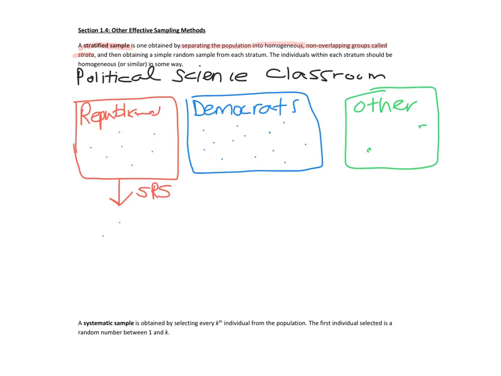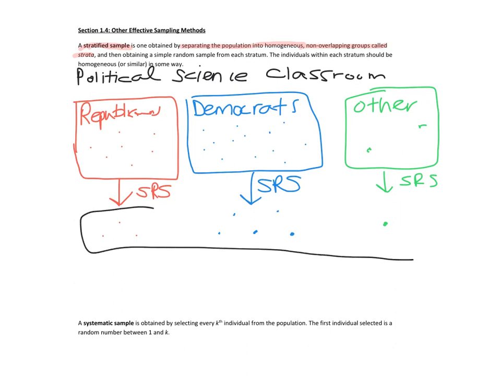So for instance, maybe we would do 3 Republicans. We would do an SRS, simple random sample of Democrats, maybe 1, 2, 3, 4, 5 in our sample, and then just 1 independent, or other, I mean. All right, and so then this is going to be our sample. That one's going to be our sample.